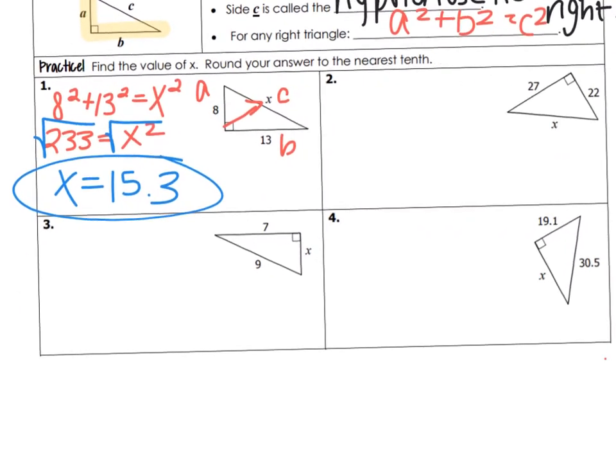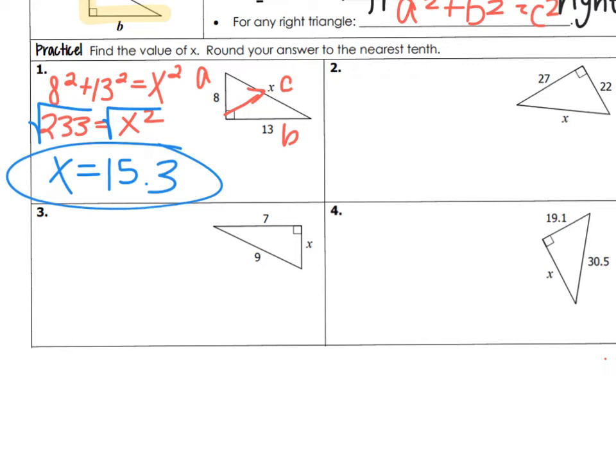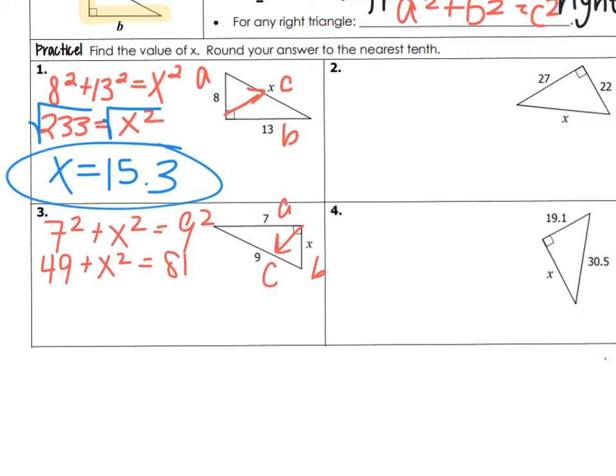Okay, let's take a look at our next example, number 3. I'm going to do the same thing. My C value is always across from my right angle. And then I'm going to call 7 A and X B. So this problem is a little bit different because we're not finding our hypotenuse anymore. We already know what the hypotenuse is. So I'm still going to set this up as A squared plus b squared equals c squared. Now you just have to be careful here because I can't do 7 squared plus 9 squared in the calculator. That's not what it's telling me to do. I have to square them separately. So 7 squared is 49 plus x squared equals 9 squared, which is 81.